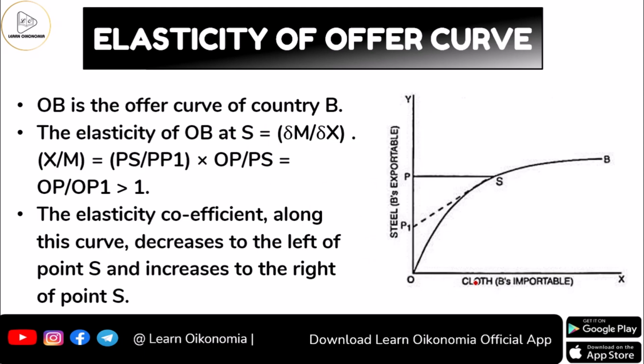Moving to the offer curve of nation B, this is indicated by OB. OB is the offer curve of nation B. Here we are looking at point S and seeing what is happening. You are again going for the very same formula, delta M by delta X into X by M. So at this point you will be going for PS divided by PP1 into OP, that is this much, P1 is this much, OP divided by PS is this.